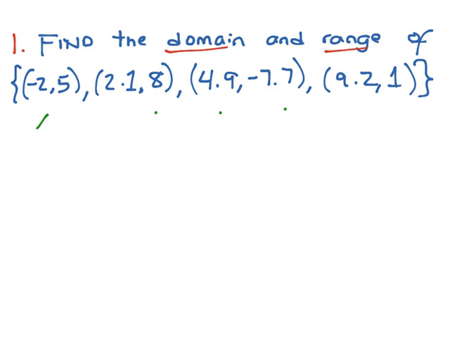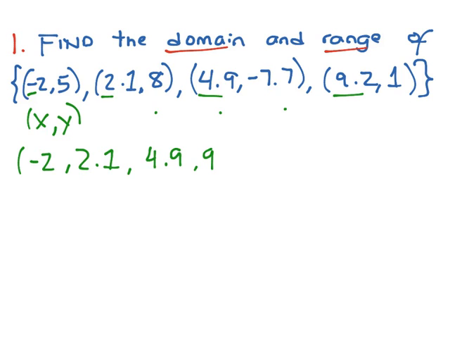Since these are x-y pairs, the first number in each pair is the x value. So our domain will be -2, 2.1, 4.9, and 9.2. That is all the possible x values.